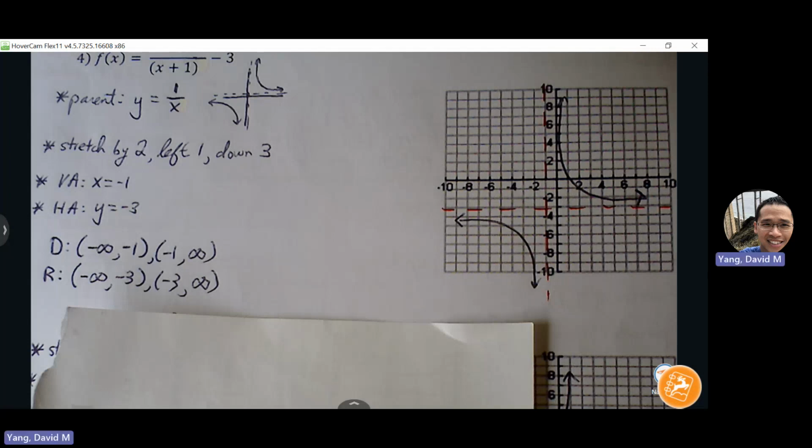Why are there parentheses for -1 and -3 in the domain and range? Because it stops. Because of the asymptotes, right? It can never reach those points.